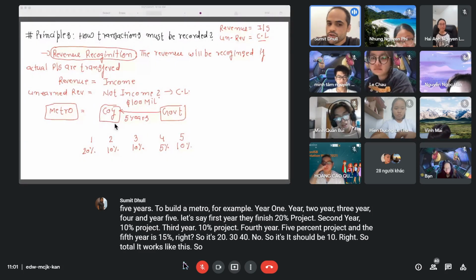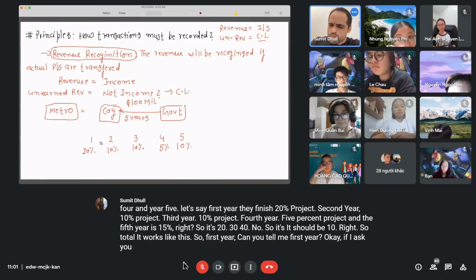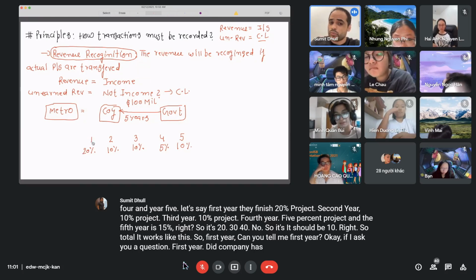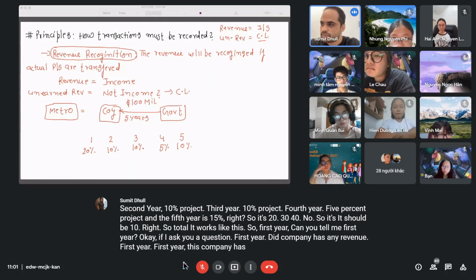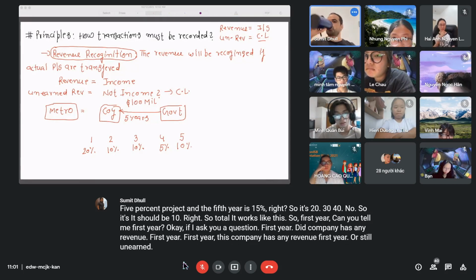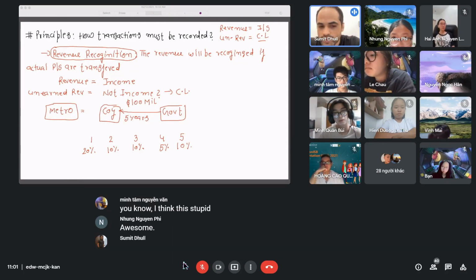So first year, if I ask you a question: in the first year, did the company have any revenue? Does this company have any revenue in the first year, or is it still unearned? Still unearned. I think this is still unearned. Is it earned or unearned, no revenue in the first year, or is there revenue in the first year?